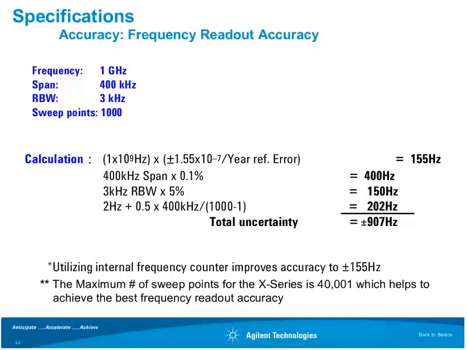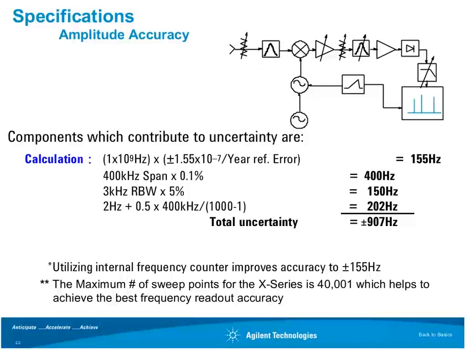Here's an example of putting numbers to that. In this case, let's say we're looking at a 1 gigahertz signal in a 400 kilohertz span. If I'm using a 3 kilohertz resolution bandwidth and 1,000 points across the screen, and I plug those values into our calculation, you see that we end up with an overall uncertainty of 907 hertz.